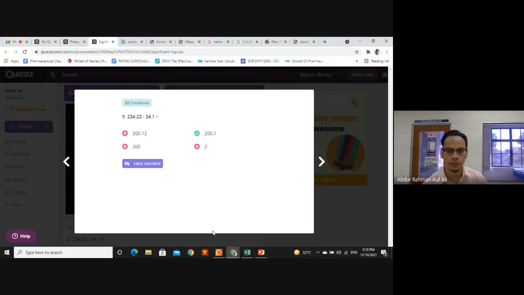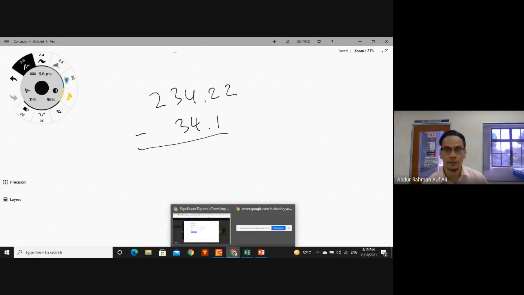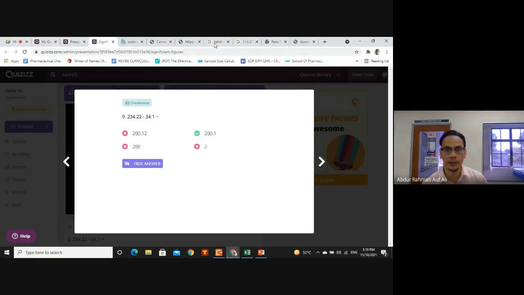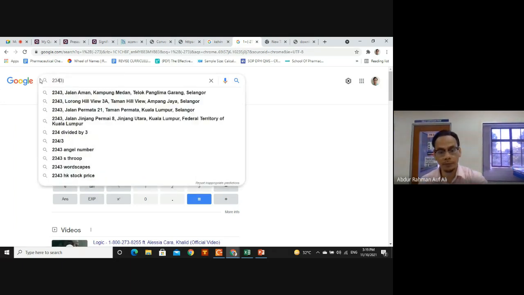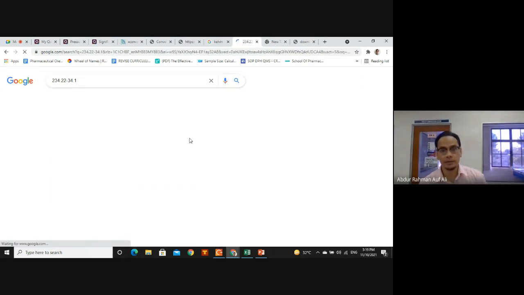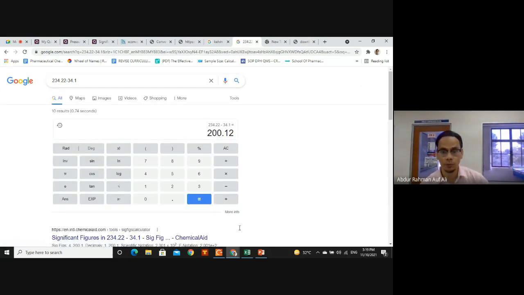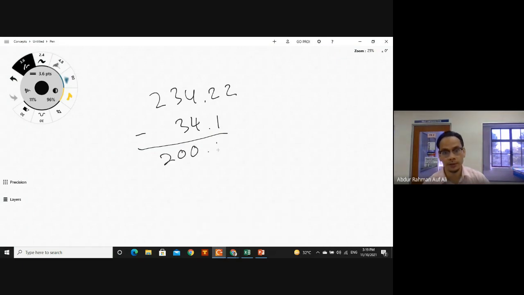Is that what it is? 234.21. Okay, so the value, if you key in this value in a calculator, 234.22 tolak 34.1, this is the value kamu dapat 200.12. Okay, kamu akan dapat 200.12.